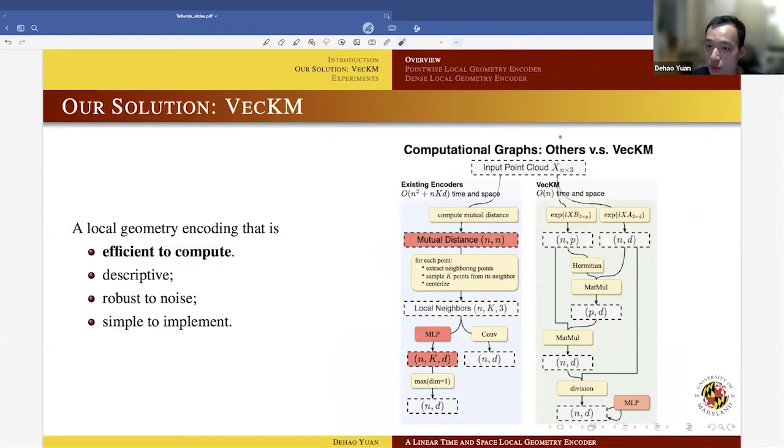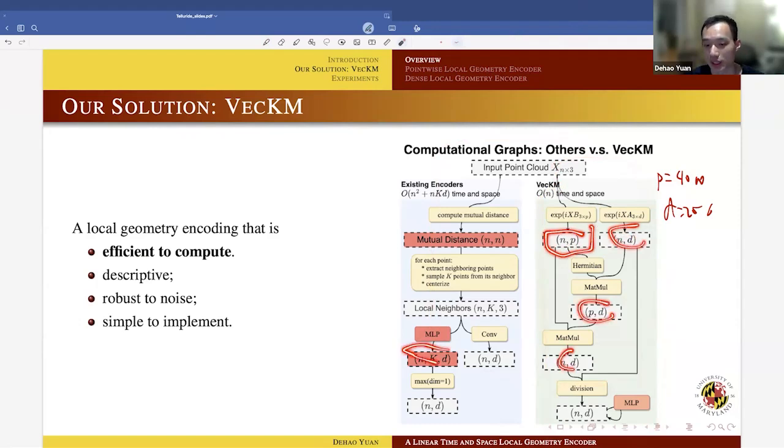So here I draw the computational diagram. As you can see in this diagram, there is no bottleneck. So there are n by p, n by d. I will introduce later what p and d are, but usually p is like 4,000, and d is only like 256. So if you see the dimensions here, there's no bottleneck.